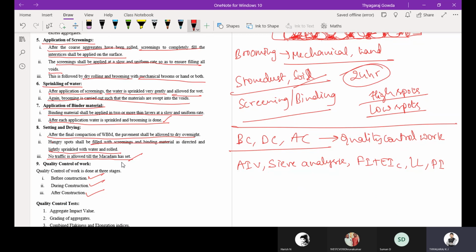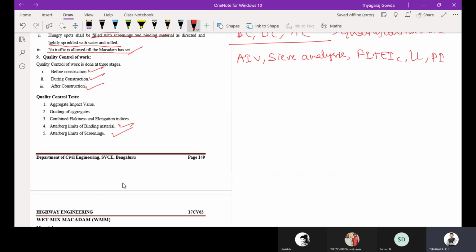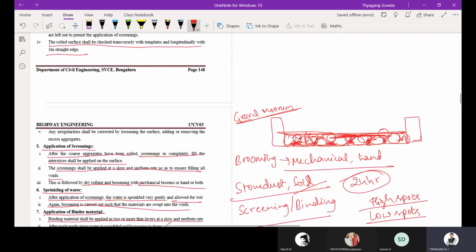Then quality control of work. There are three types of quality control: before construction, during construction and after construction. Then quality control tests: aggregate impact value, abrasion value, grading of aggregates, combined flakiness and elongation. Then Atterberg limits of binding material and screening materials. Okay, this is all about WBM construction.